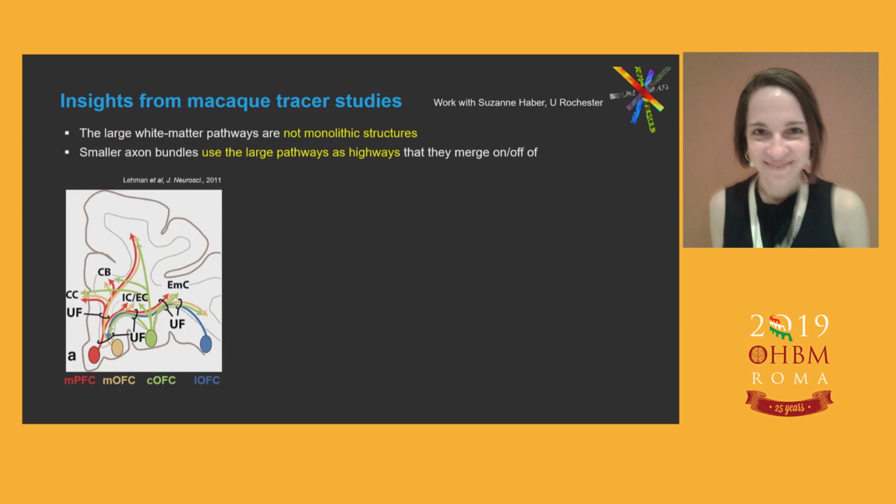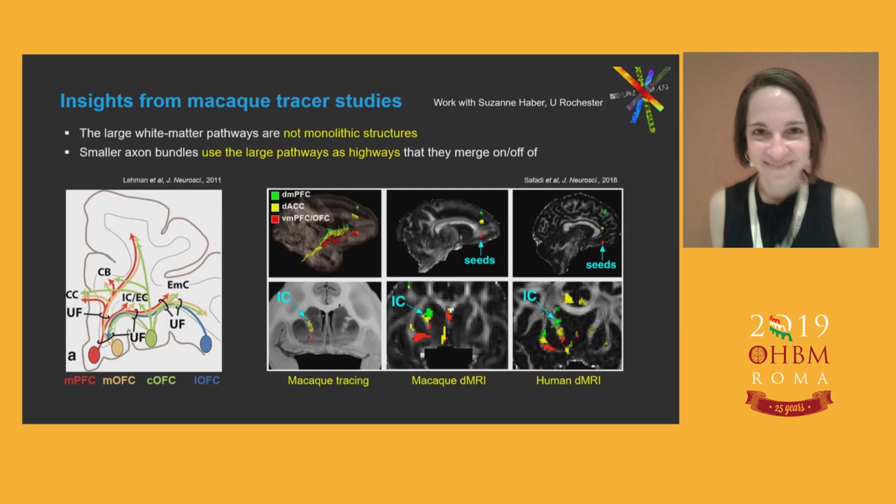First, the tracing studies. So work that has been done using tracers in macaques has shown that the large white matter pathways, like the corpus callosum, the cingulum bundle, the uncinate, etc., are not monolithic structures, but instead they're made up of many smaller axon bundles that use these large pathways as highways, and they merge on and off the highway at different points along the trajectory of those highways. And work by Suzanne Haber's lab, where they have been doing these tracer injections for many decades now, has shown that there are clear topographies of these smaller bundles within these large pathways.